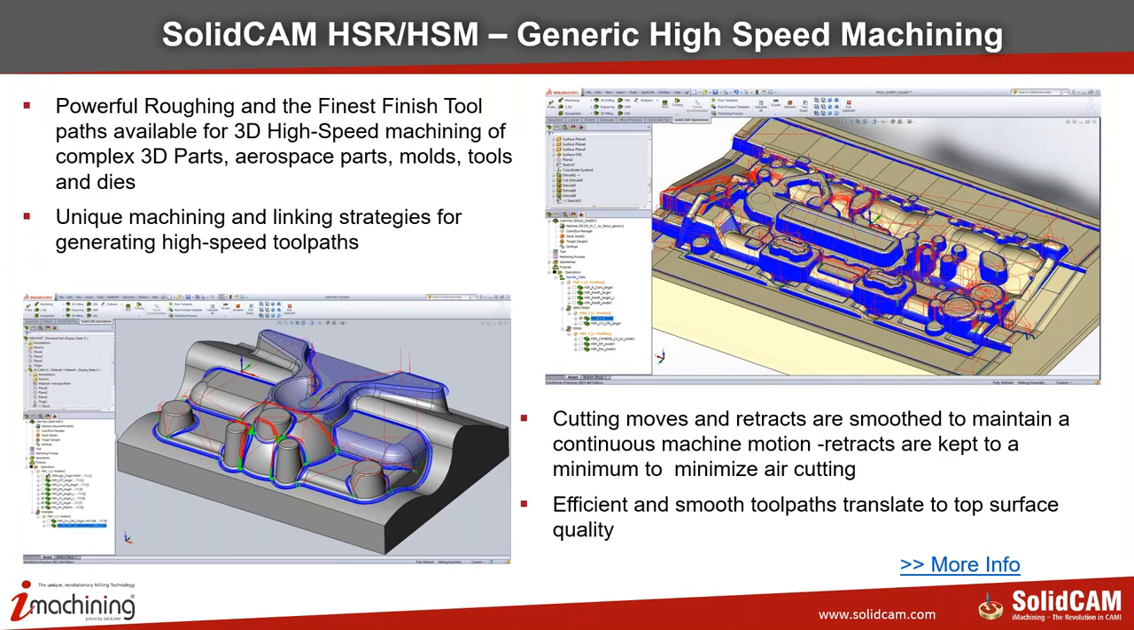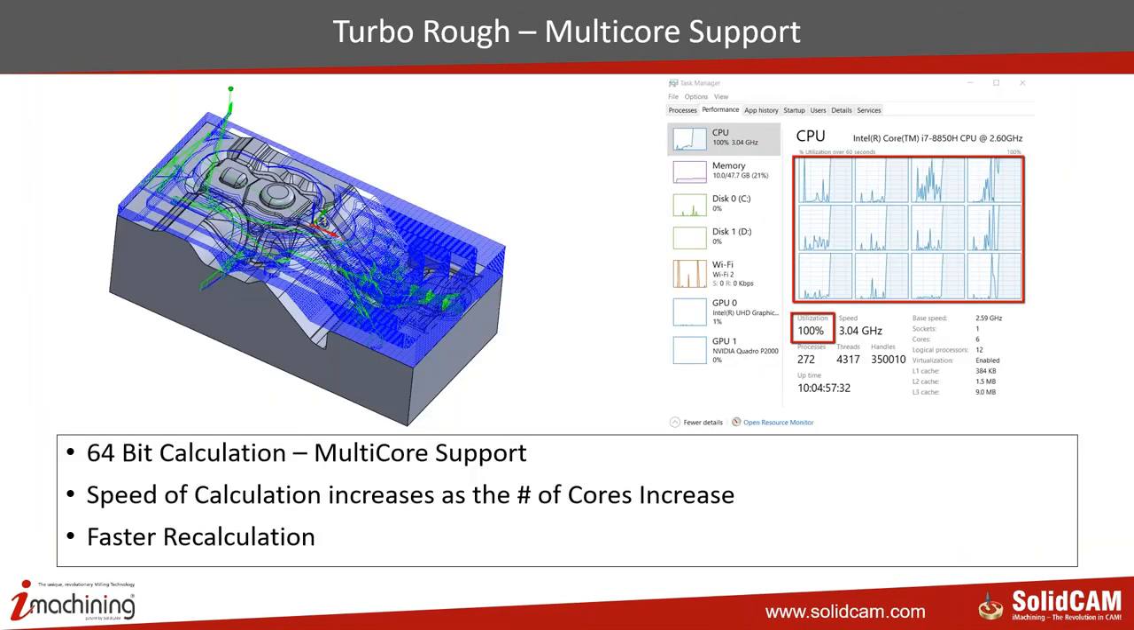We also have SolidCAM HSR and HSM, which is the generic high-speed machining package from SolidCAM. It has very powerful and the finest finishing tool paths available for high-speed machining of complex 3D parts like molds, dies, and tools. Very unique machining strategies and linking strategies for generating high-speed tool paths. Cutting moves and retracts are smoothened to maintain a continuous machining motion. You're going to see that in the part that I'll show today. And the tool paths are very efficient when it comes to machining parts, especially the roughing and rest roughing.